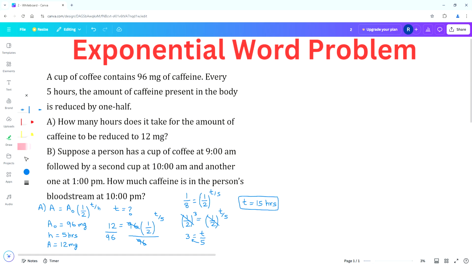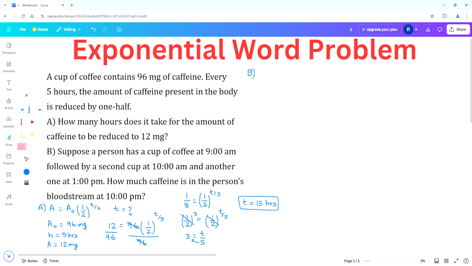Now we can answer part B. Suppose a person has a cup of coffee at 9 a.m. followed by a second cup at 10 a.m. and another one at 1 p.m. How much caffeine is in the person's bloodstream at 10 p.m.? So we are given that this person consumes 3 cups of coffee. We have to find how much caffeine is left in the person's bloodstream at 10 p.m. from those 3 cups of coffee.